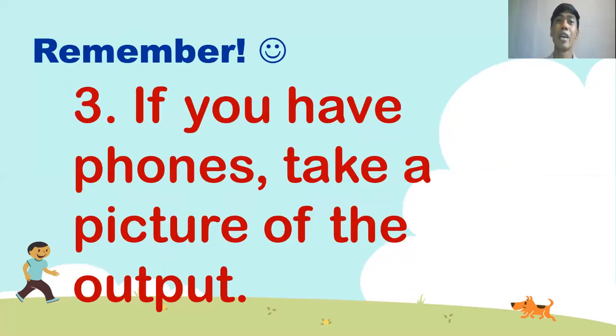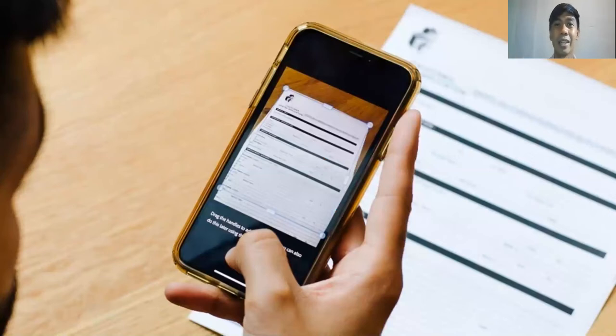Number three, if you have phones, if you have a camera in your phone, you should take a picture of the output. The reason why you should do it is when your teacher says that your paper or output was lost, you will be able to send a copy of the paper to your teachers. Here's an example. So you will have another copy of the paper. You don't need to rewrite it once again.